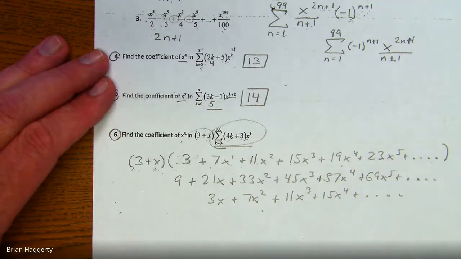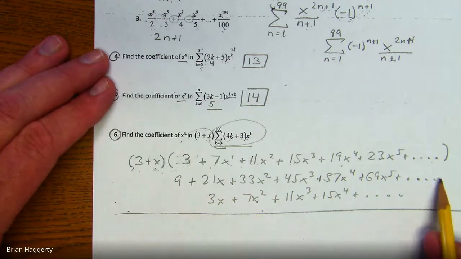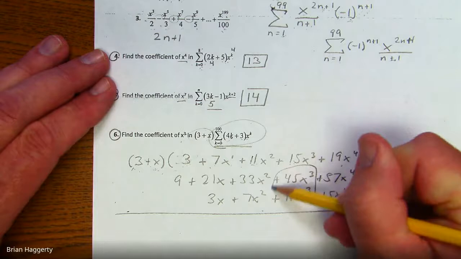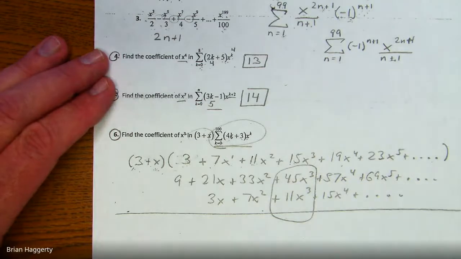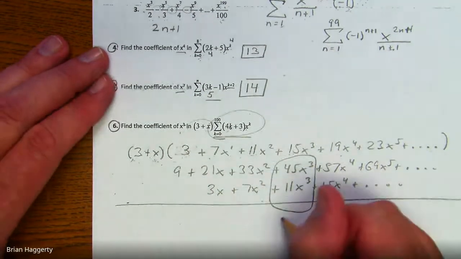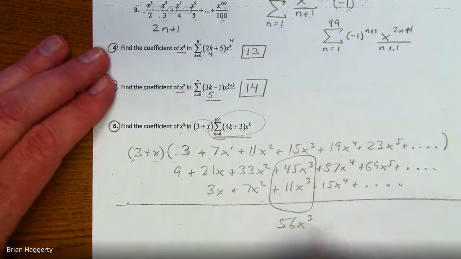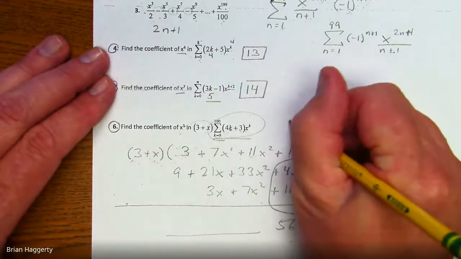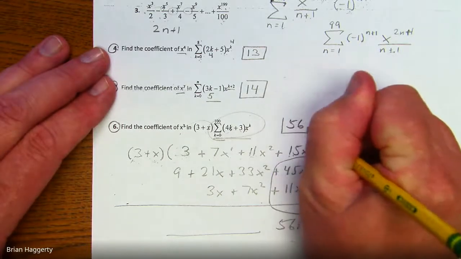Then all the stuff from the first round of multiplication adds up with all the stuff from the second round of the multiplication, and the only thing we care about is that right there. That's what's going to give us our x to the third power. We have stuff in the front. We got a whole lot of stuff that follows, but that's the only one we care about. So the coefficient for that is 56.